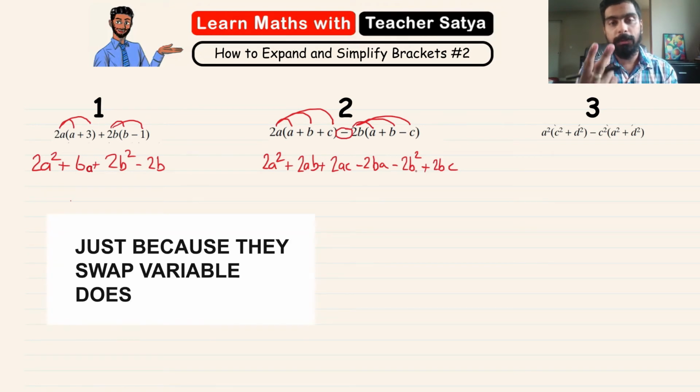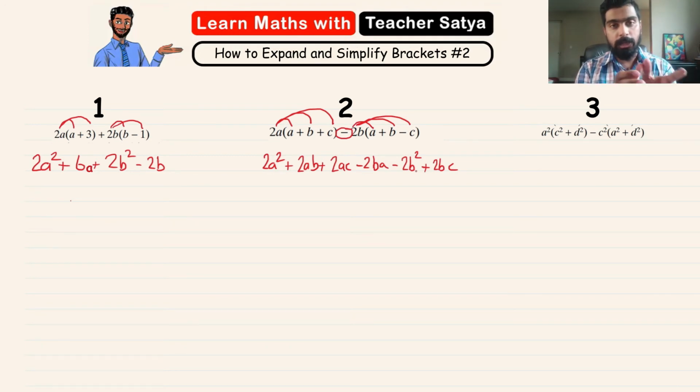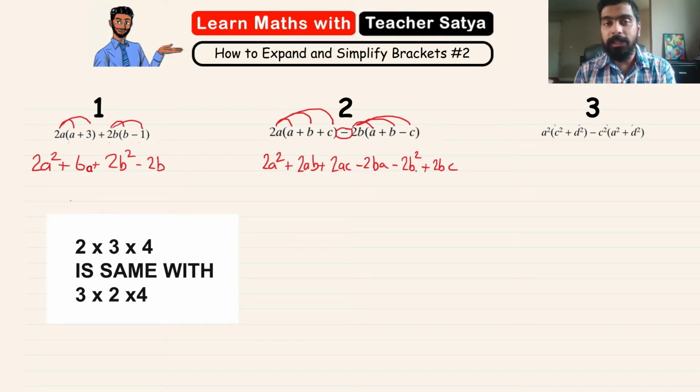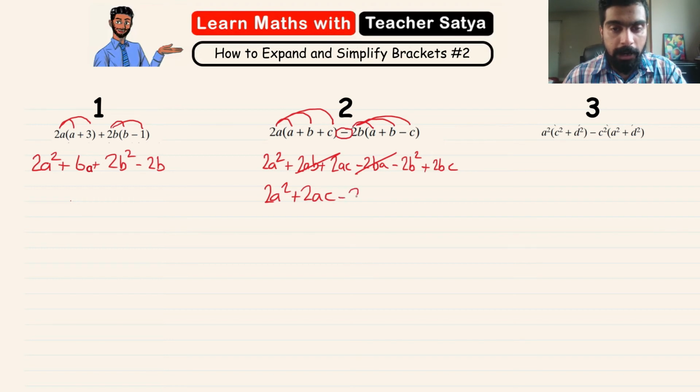Just because you swap the variables does not mean they are not like terms. Okay guys, think about it this way: 2 times 3 times 4 is the same as 3 times 2 times 4, right guys? The product will be the same value. Therefore 2ab and negative 2ba are like terms. Let's go ahead and simplify them. So 2ab minus 2ba will get simplified, right guys, because the answer will give us 0. Now let's see if there are any other like terms, and there are no other like terms, so the final answer would be 2a squared plus 2ac minus 2b squared plus 2bc.